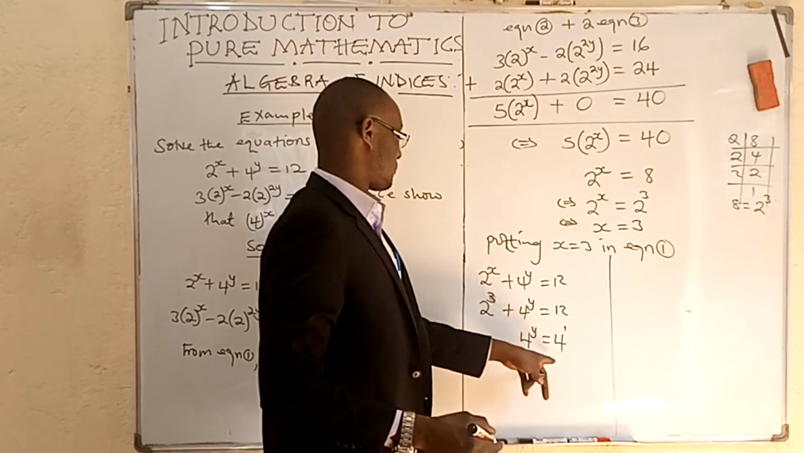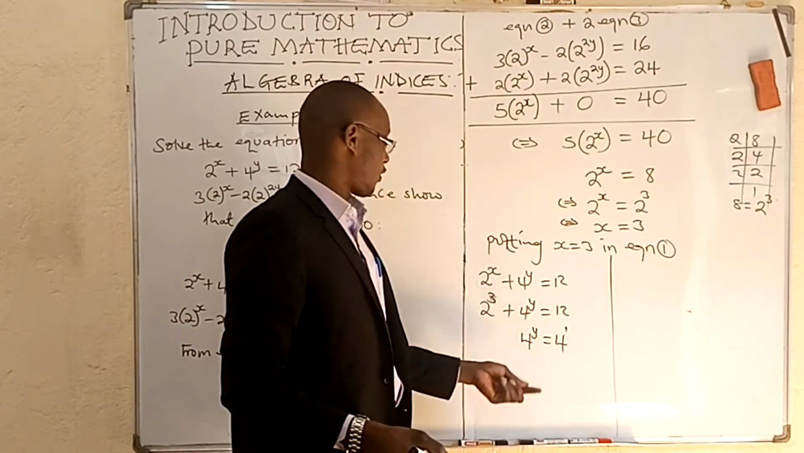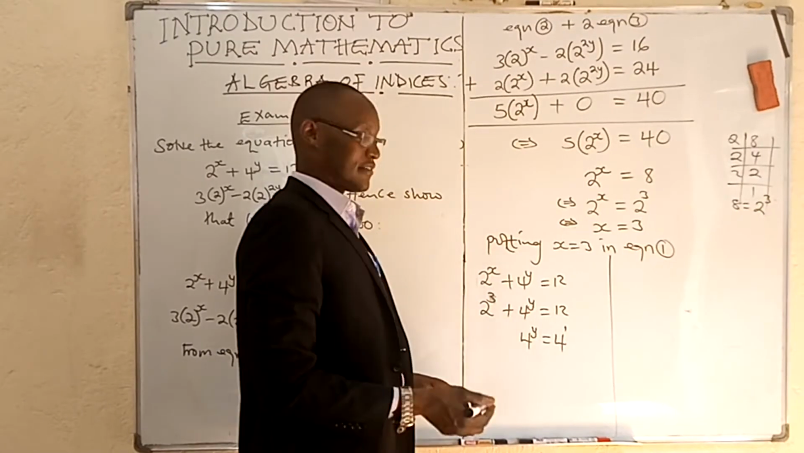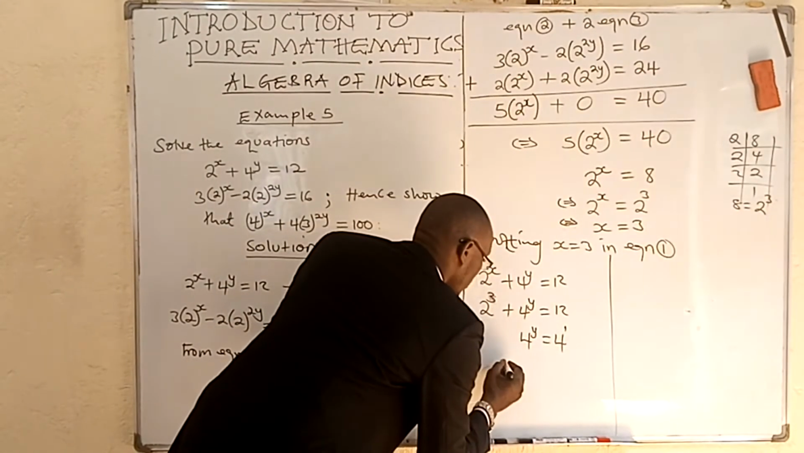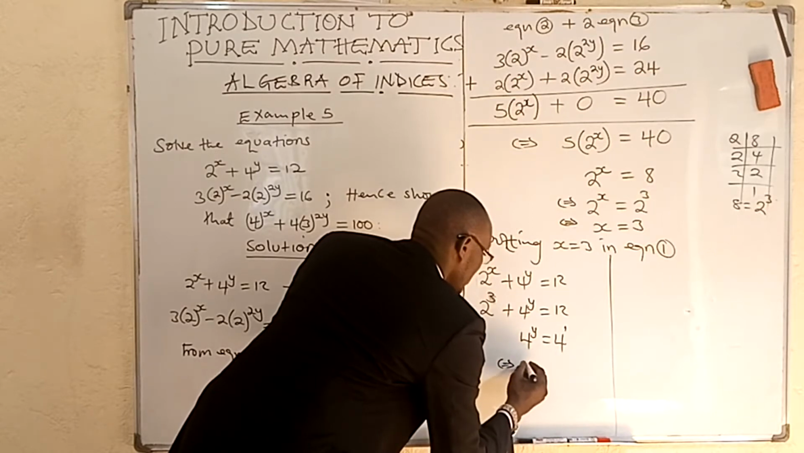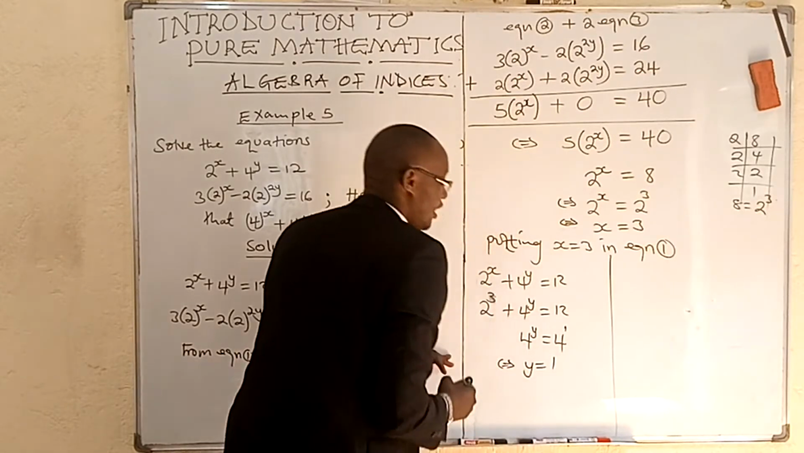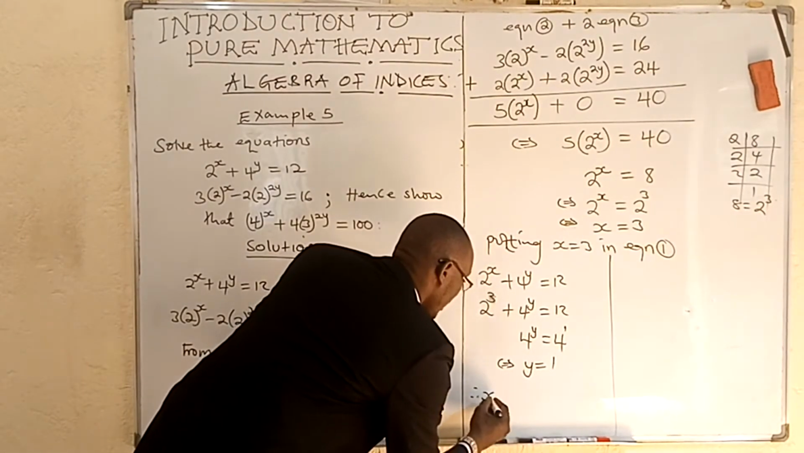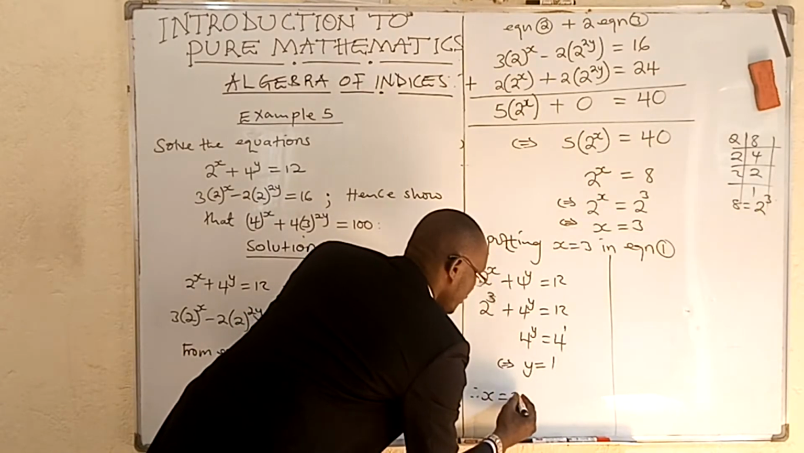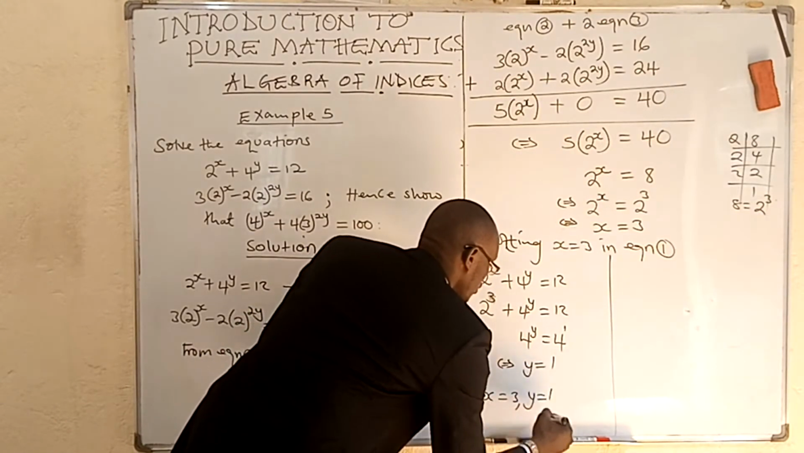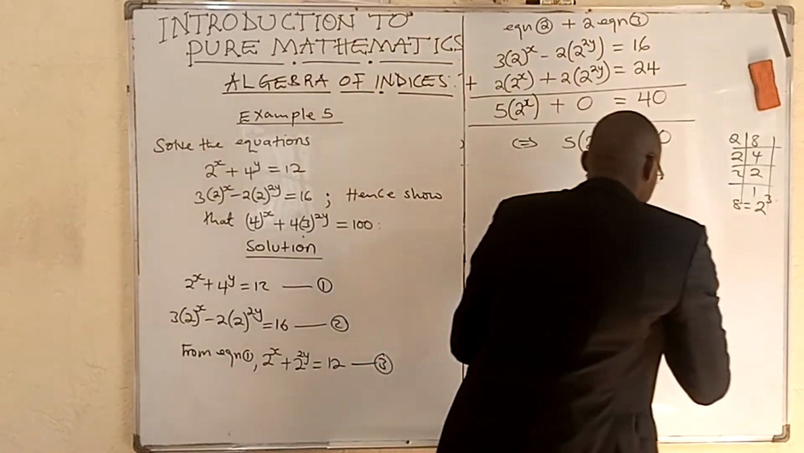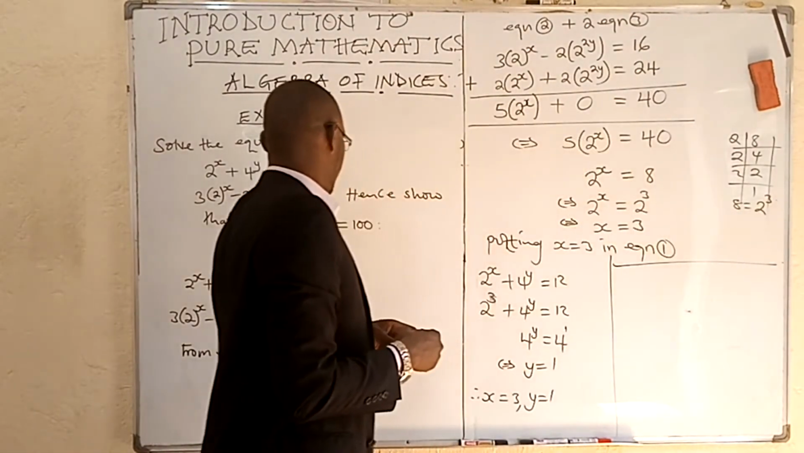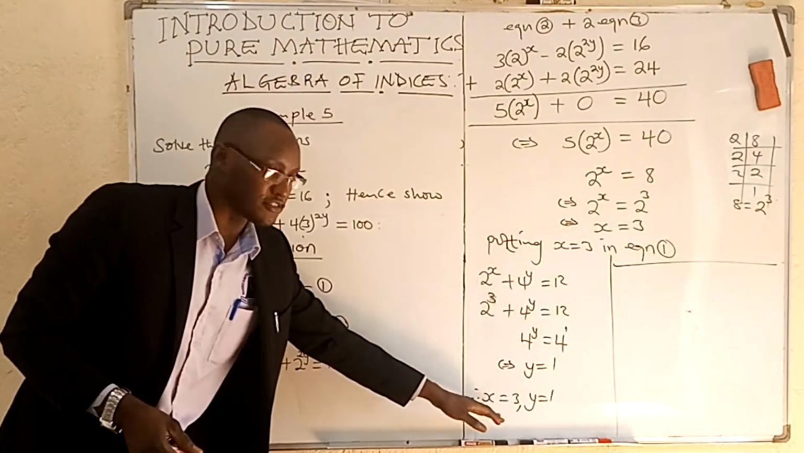Don't go ahead again to simplify to base 2, because we have already got the same bases. Compare the powers. So therefore, all this implies that y is equal to 1. So therefore, x is equal to 3, while y is equal to 1.